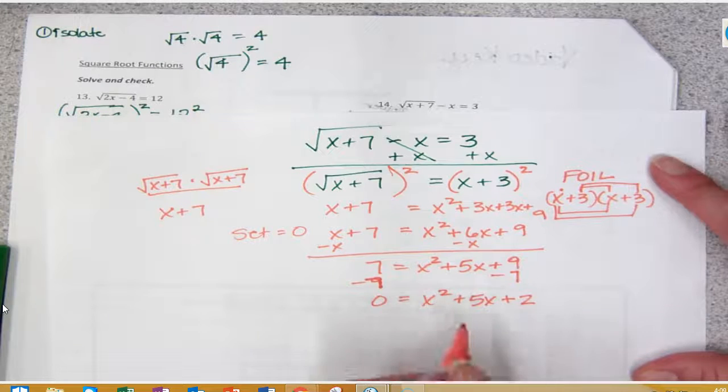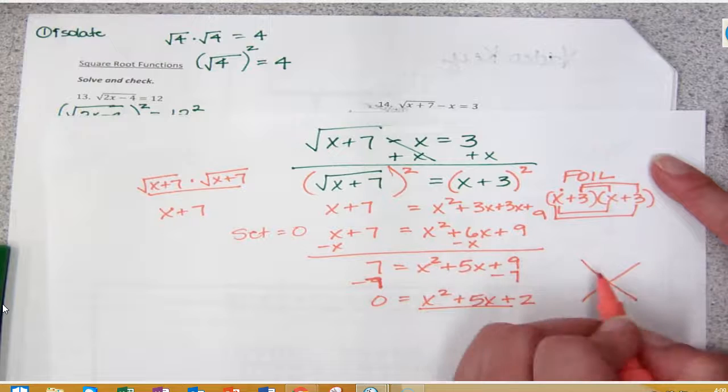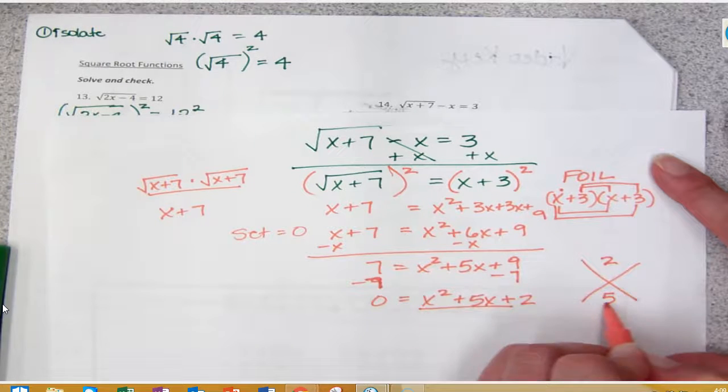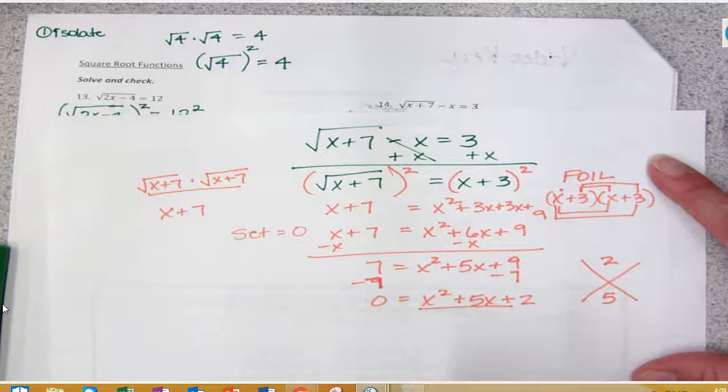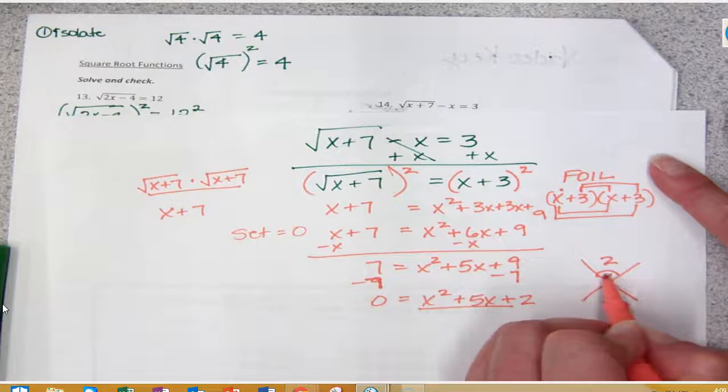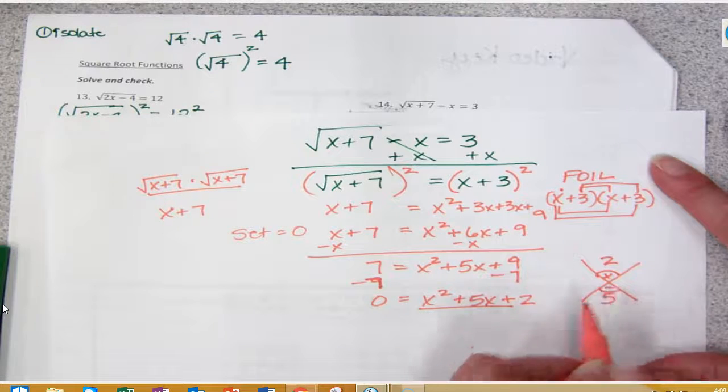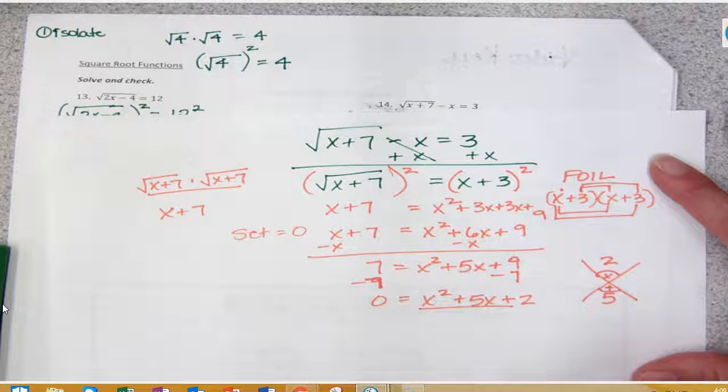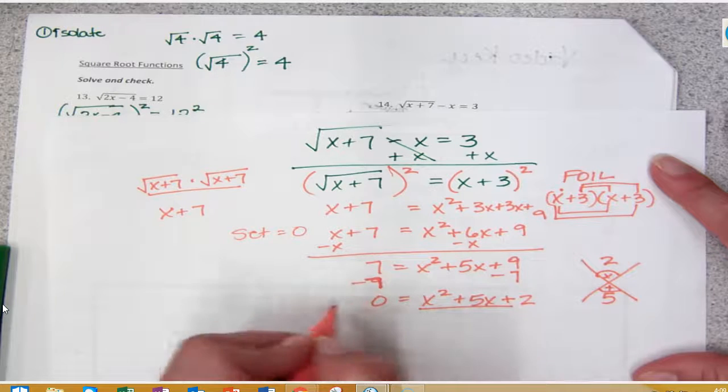Now, you're going to look at that and you're going to say, oh, okay, now I need to factor that. Let me use my big X. I'm going to say, what two numbers multiply to give me 2 and add to give me 5? And you're going to be like, none. None multiply to give me 2 and add to give me 5. So then you're going to say no solution, and that's going to be wrong. Please do not do that.